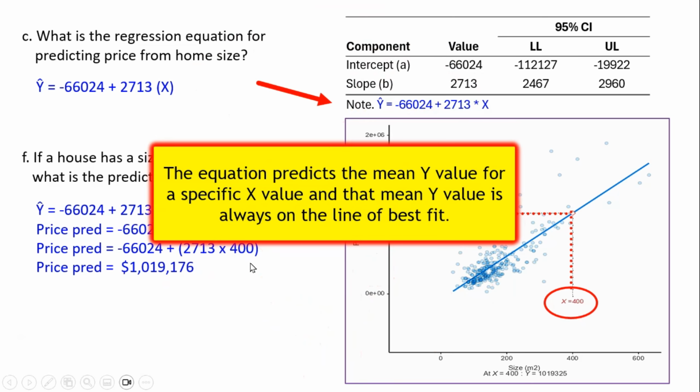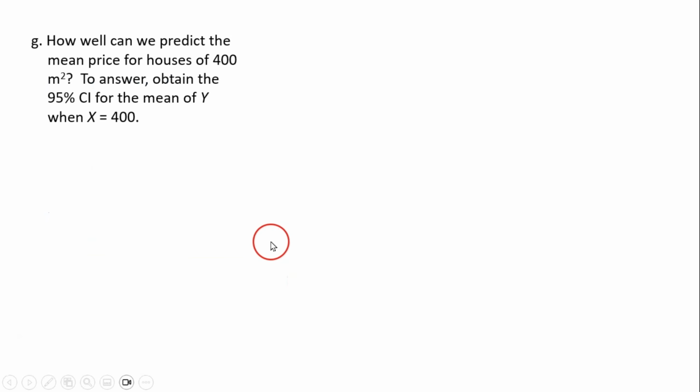So to repeat, the equation predicts the mean value of y for a specific x value, and that mean y value is always on the line of best fit. Very important. Let's move on to letter G now.